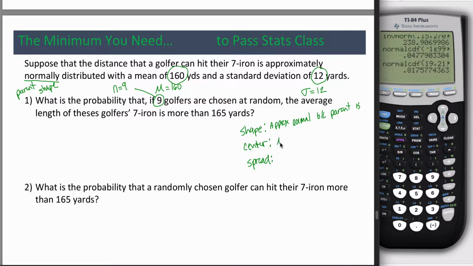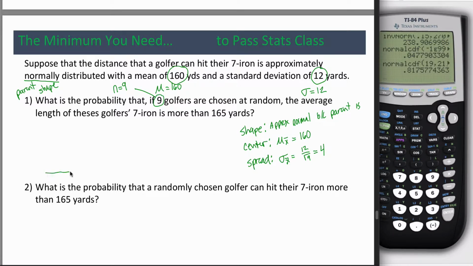The center, that's mu sub x bar, not mu. However, those just end up being equal to the same number, 160, always. Spread, it's not sigma, it's sigma sub x bar. That is equal to 12 divided by the square root of 9. Square root of 9 is 3. 12 divided by 3 is 4. If you want to calculate this to be equal to 4, you can. If you want to leave it like this, that's fine too.